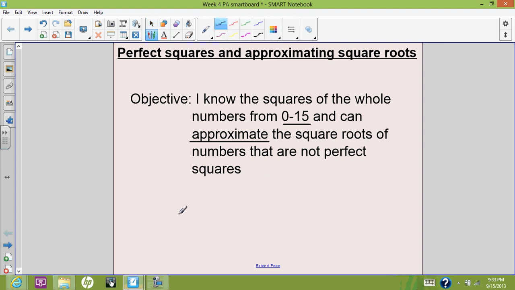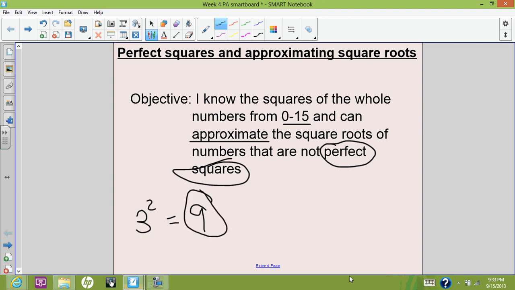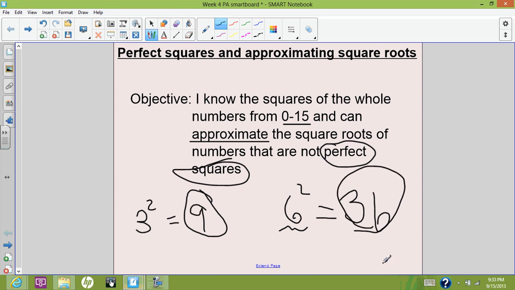Before we dive into this actual lesson, let's talk for a minute about what a perfect square is. A perfect square is any number that is the product of a whole number multiplied by itself. For example, if I take the whole number 3 and I multiply it by itself, which is called squaring the number, I end up with 9. 9 is a perfect square. If I take 6 and I multiply it by itself, I square it, my perfect square of 6 is going to be 36. So a perfect square is a number that is a whole number multiplied by itself. That gives you your perfect square.